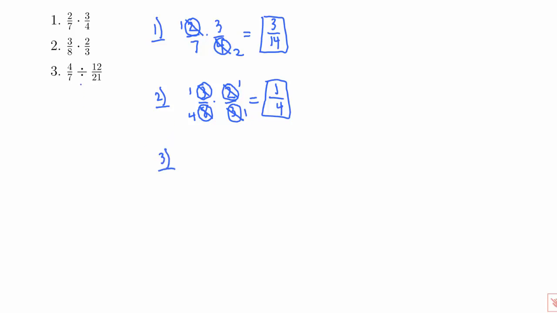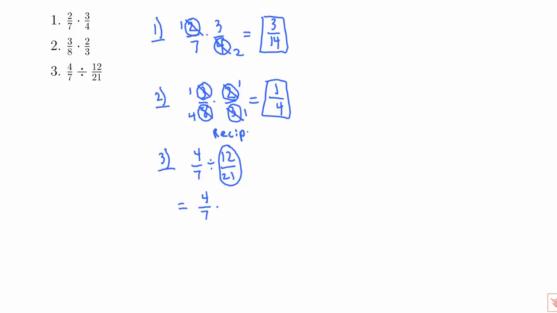Now let's look at number 3. 4/7 divided by 12 over 21. Here's the thing. Division is just multiplication, kind of. So what I'm going to do is rewrite this as 4/7 times, because it's just multiplication. But it's a special type of multiplication. It's a multiplication of the reciprocal of the second fraction.